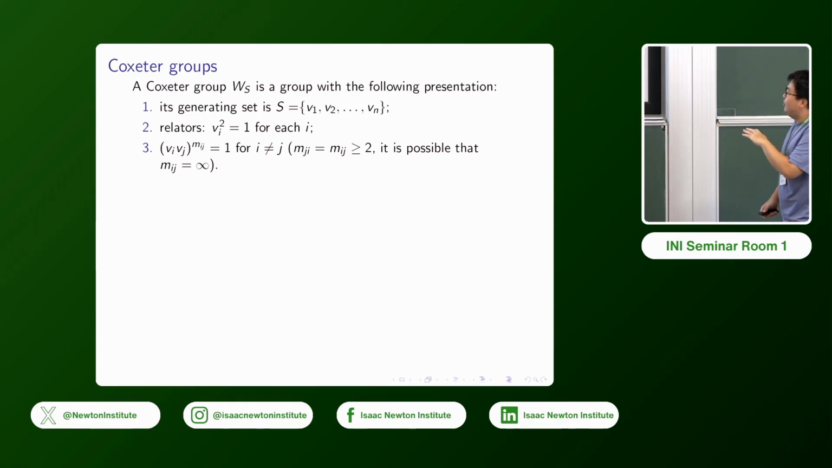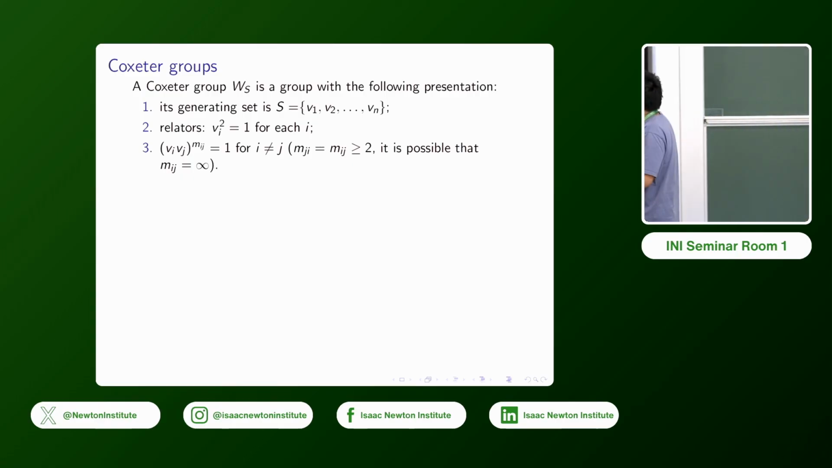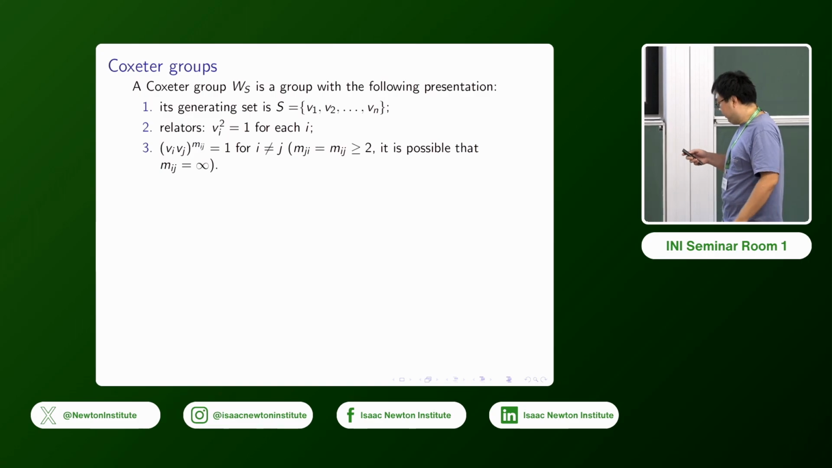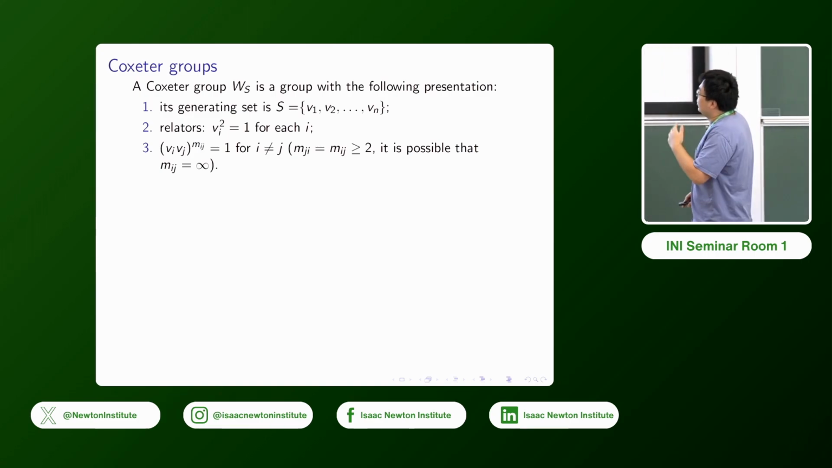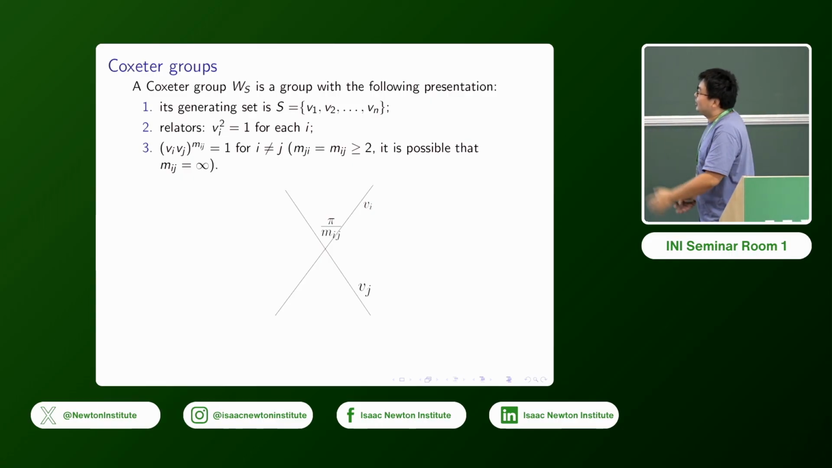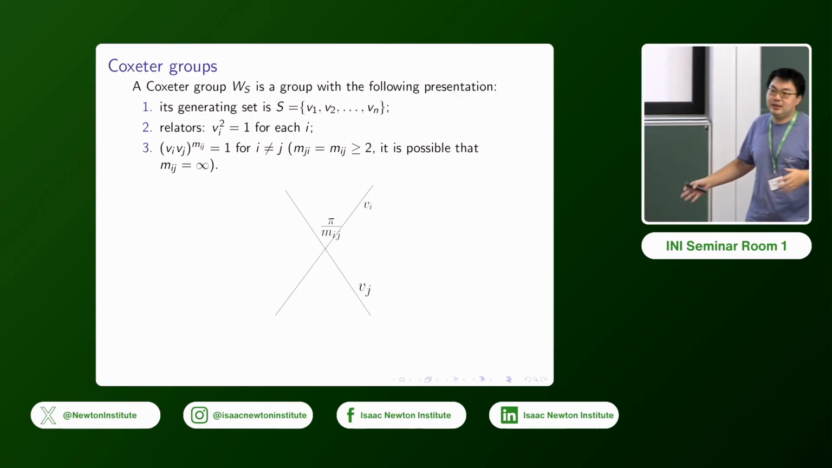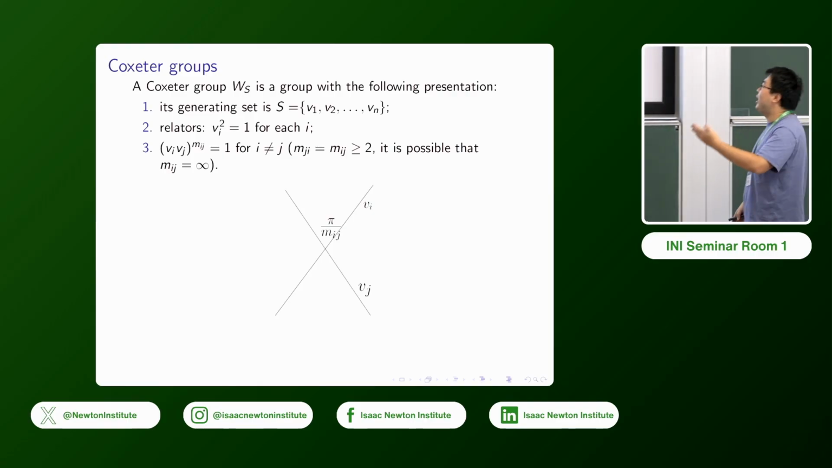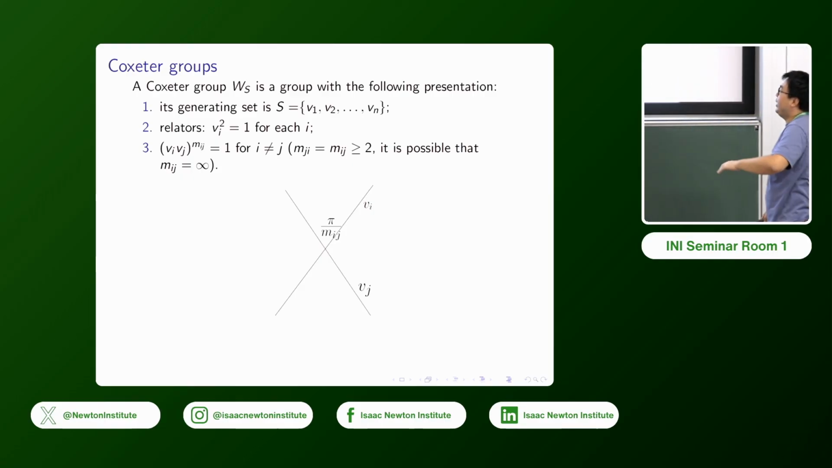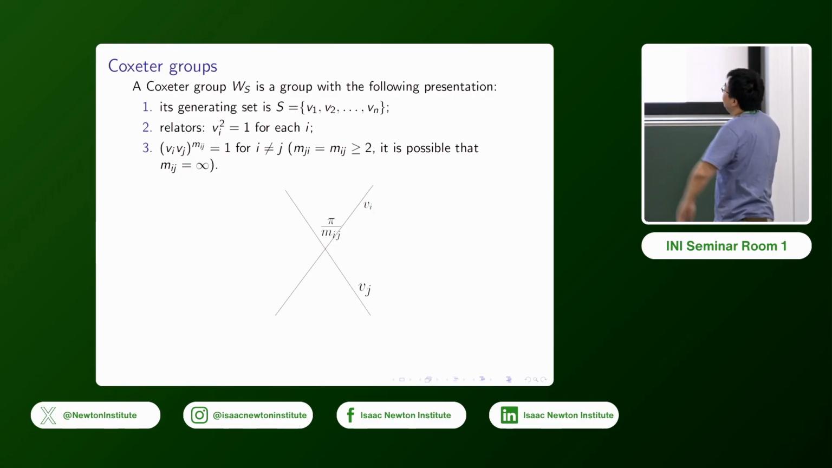Here, mij is some integer which is bigger than or equal to 2, and in our convention we allow mij equal to infinity. It just means that there's no relation between vi and vj. Okay. So the Coxeter group comes from a geometrical origin, and these relations carry some geometric meaning. We should really think of a Coxeter group as a group acting on some space such that each generator acts as a reflection. And then (vi vj) to the mij equal to 1 tells you what the dihedral angle of the reflection is. So this is the usual picture we see in the Euclidean plane.